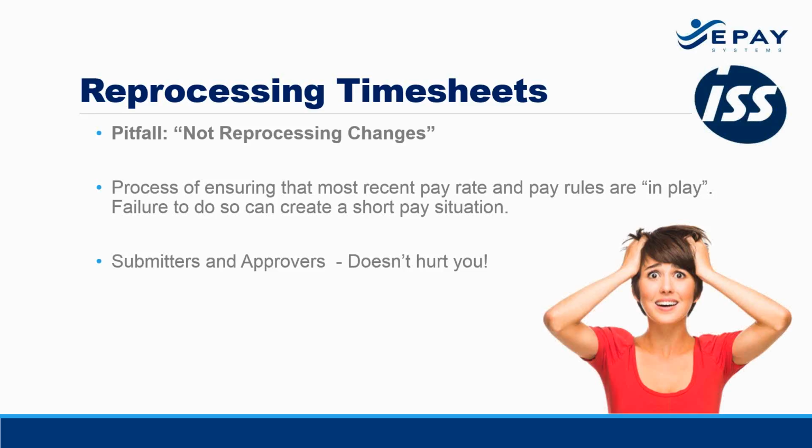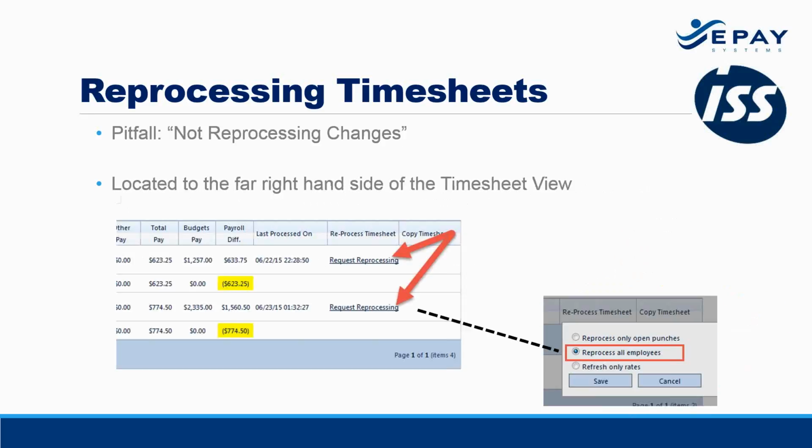So keep in mind that this step is a very simple step. It's located to the far right-hand side of your timesheet view. When you go to the timesheet view, if you look at your timesheets and go all the way to the right-hand side, sometimes you're going to have to scroll all the way to the right because this little column is hidden off the screen a little bit.